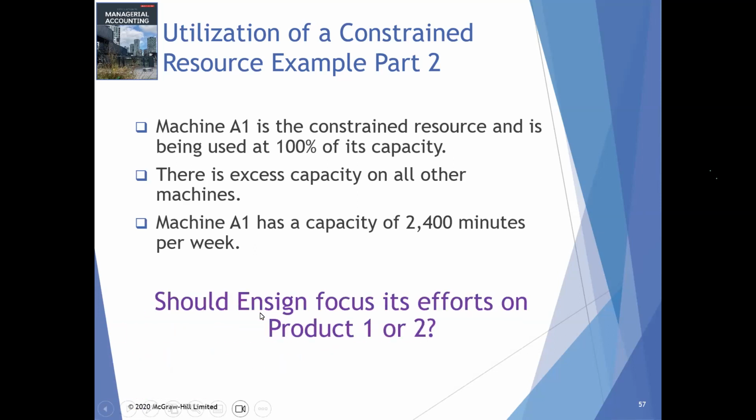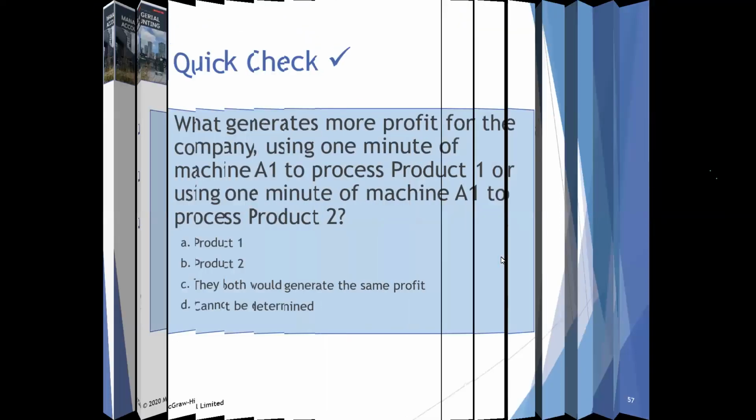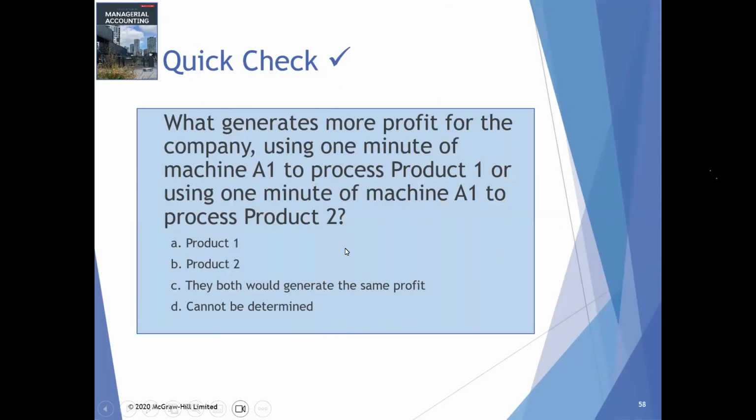Now, should the company focus its efforts on product 1 or product 2? There are two products. Which product should be produced first or more, because we have limited resources, 2400 minutes, the constrained resource that we have. Now look at this. What generates more profit for the company using 1 minute of machine A1 to produce product 1 or product 2, right?